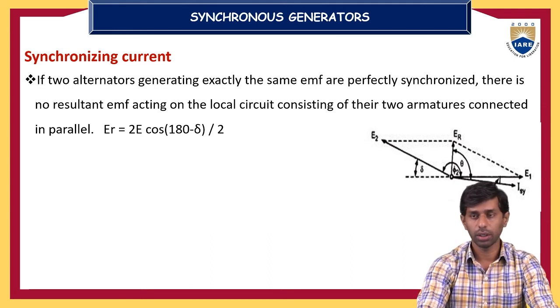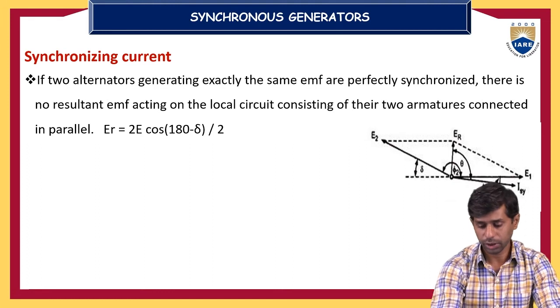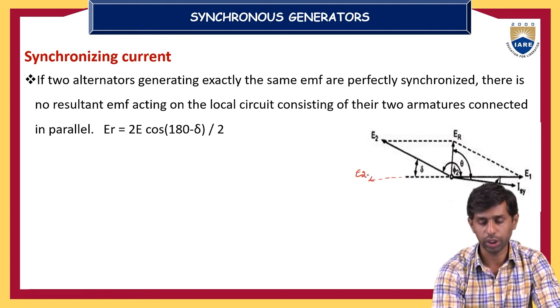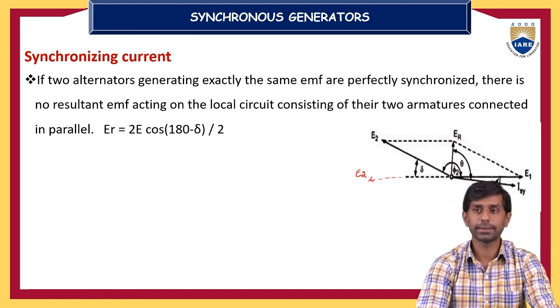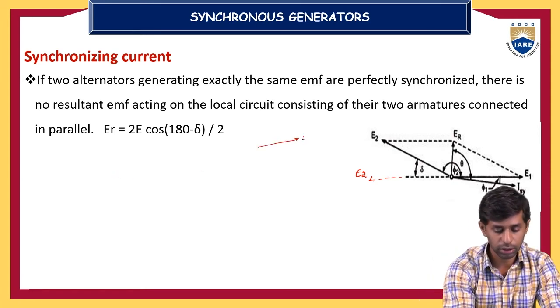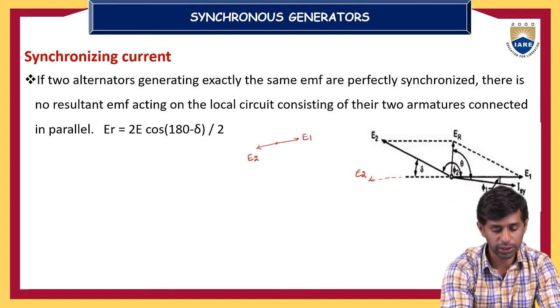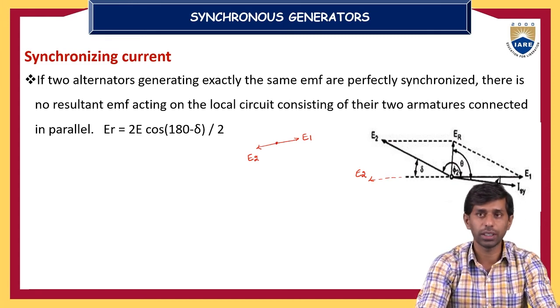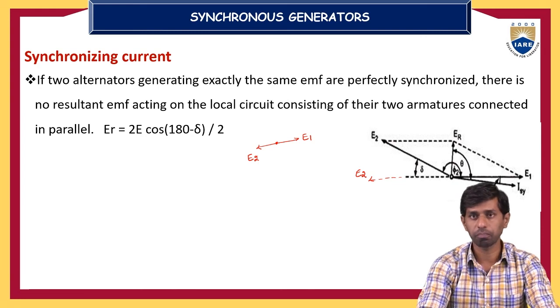In that case, the magnitudes of the voltages must be equal, and they must be in phase opposition. So for example, here I am showing a vector diagram. This is the actual reference position of the induced EMF of alternator 2, E2. If they are perfectly synchronized, E1 as well as E2 must be equal in magnitude and in phase opposition.